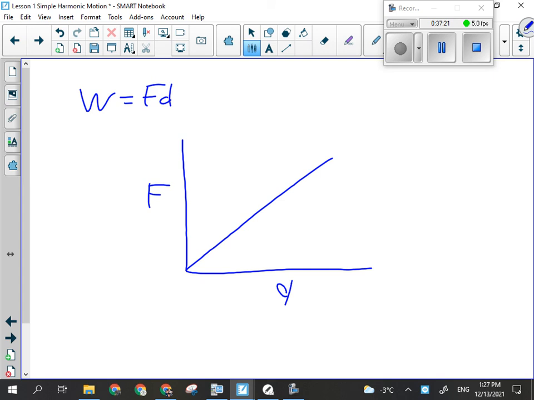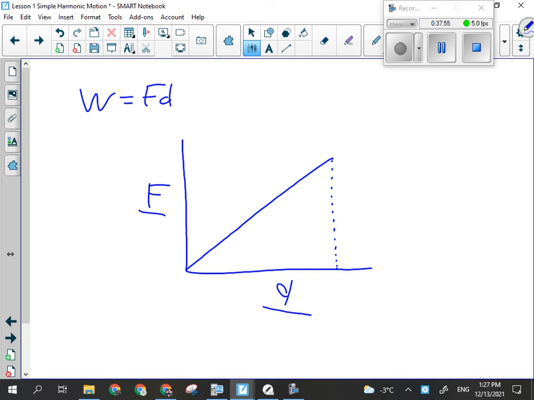Is that one of the things we said was necessary for simple harmonic motion to occur? That restoring force had to vary linearly with displacement. So this graph holds true with that, okay? But what you were asked to do in that lab was to calculate the work that was done. You calculated the work by calculating the area under this line, which ended up being the force times the distance, and thus it calculated work, right?